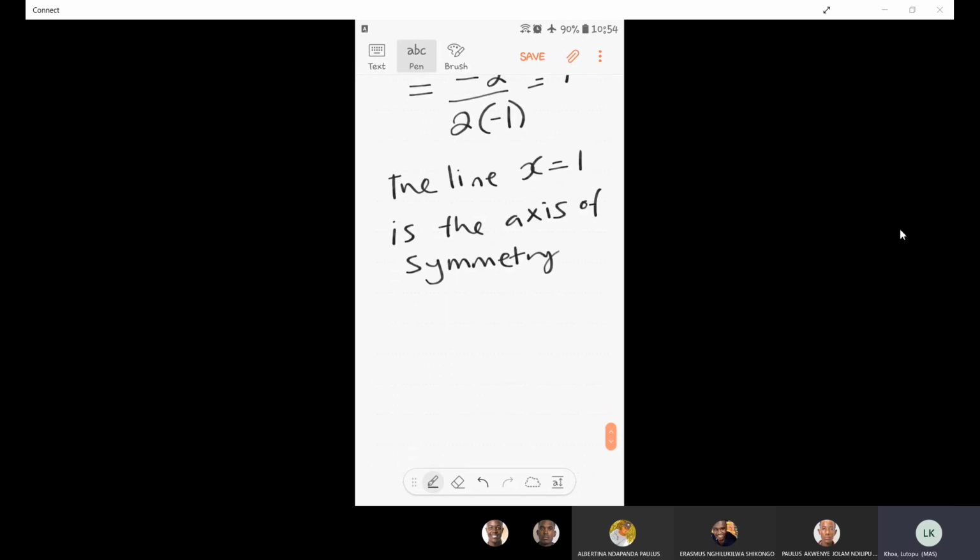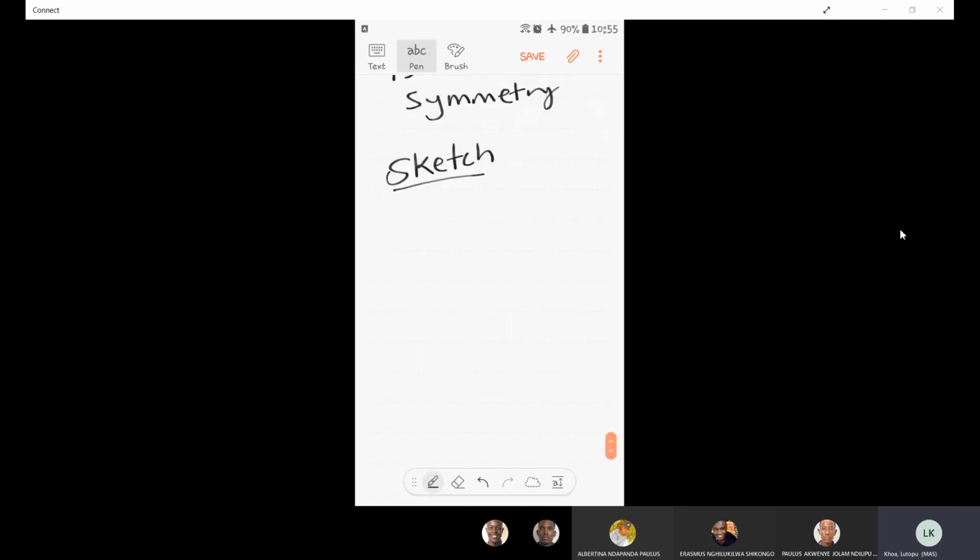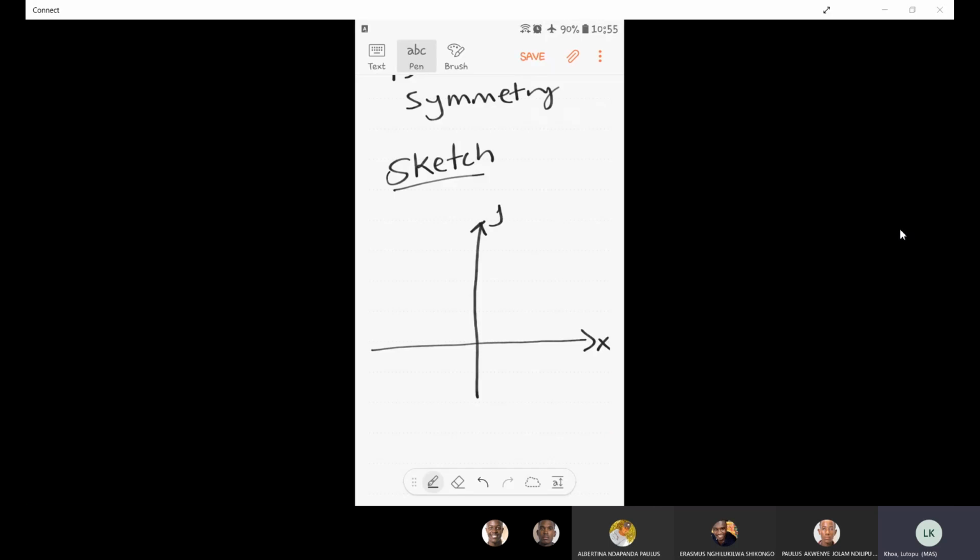Okay, so now I have everything I need. All I do is sketch it now. So now my sketch: I draw my x and y axis and label them. Then I need to plot the roots or the x-intercepts.